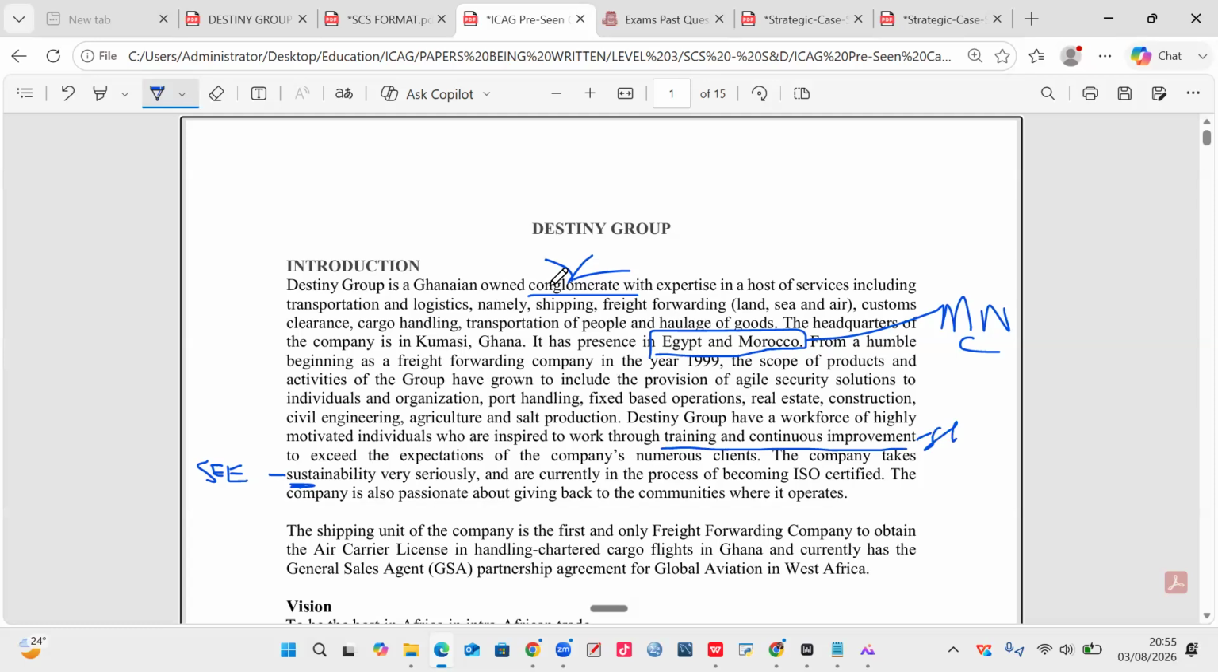So why is this one a conglomerate? It's into freight forwarding. And then it has agile security solutions to individuals and organizations, point talent, fixed base operation. It's also into real estate. It's into construction. These are all different industries: the real estate industry, construction industry, the security solutions industry, civil engineering. It's into agric. It's into salt production. So that makes it truly a conglomerate. So I want to know why it's a conglomerate. These ones will tell me.